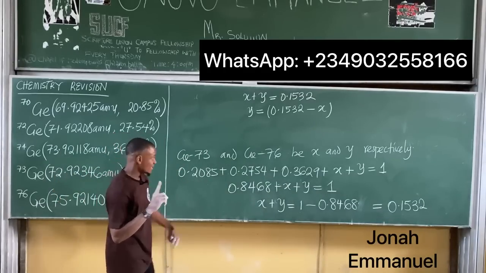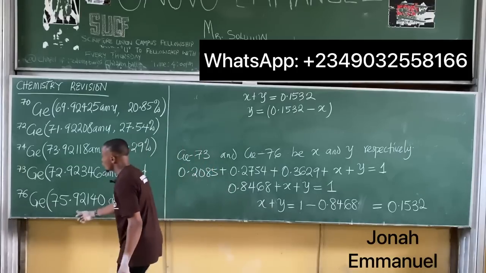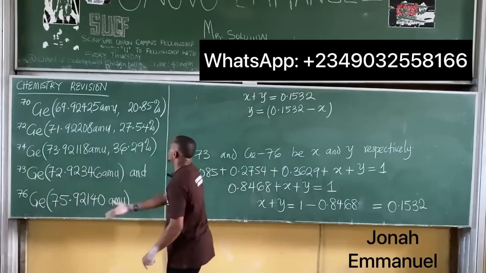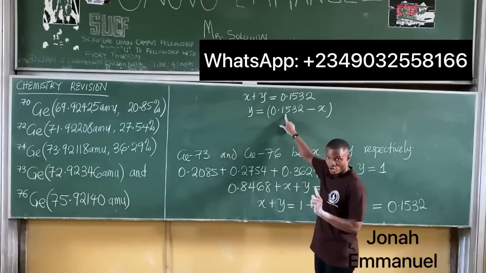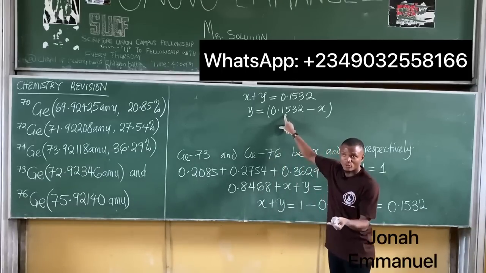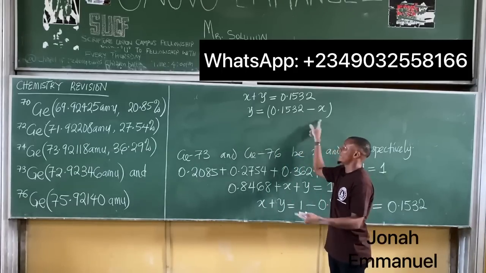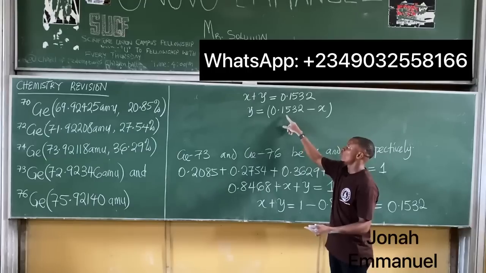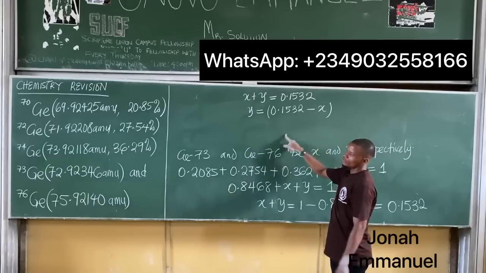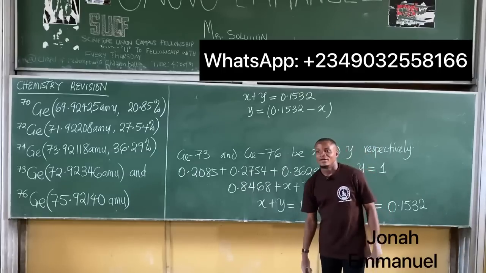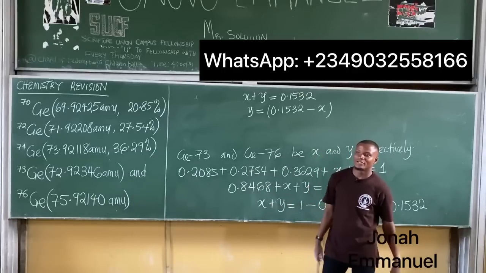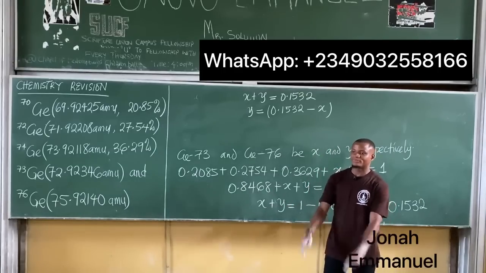Let it be x. For germanium 76, relative abundance becomes what there? Hold on, it's y, but we can't use y to do so. Two different variables. So use what there? x. So it becomes what there? 0.15232 minus x. Alright, so at this point, we are halfway done. Let's now do the major thing.